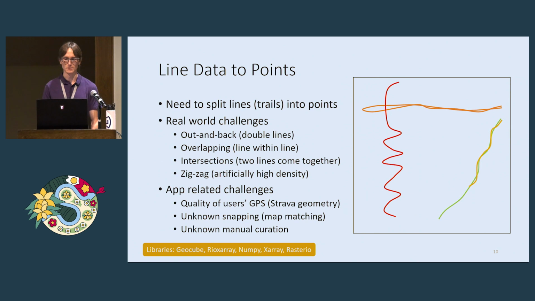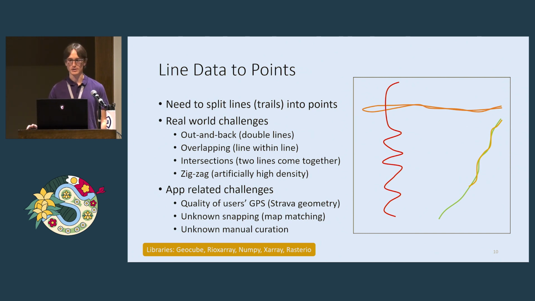And then in Strava, users are allowed to create as many unique segments as they like, so long as they're not identical to another segment. And this tends to result in numerous overlapping segments on popular roads and trails. It's kind of represented by the green lines there. And then intersecting trails and the zigzag trails we'll make when there's a switchback, that'll result in higher trail density, which can lead to spatial bias.